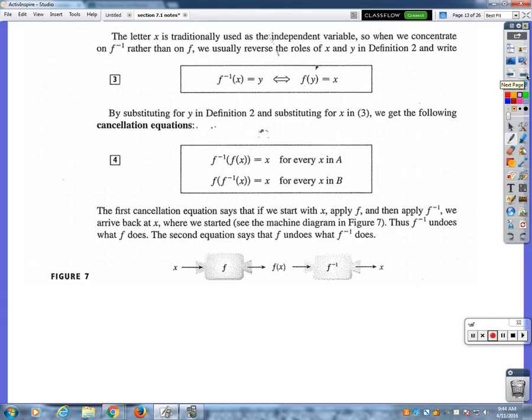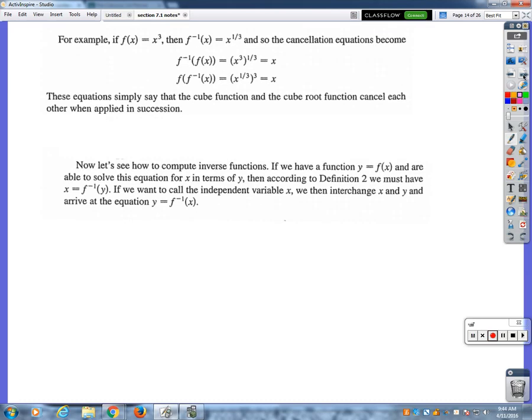This should be sort of self-explanatory. If you take the inverse and you plug it into the original function, since they're inverses of each other, everything will just cancel out, and you'll just be left with x, right? Or if you take the original function and plug it into the inverse, same thing happens. Everything cancels out, and you're just left with what you started with.